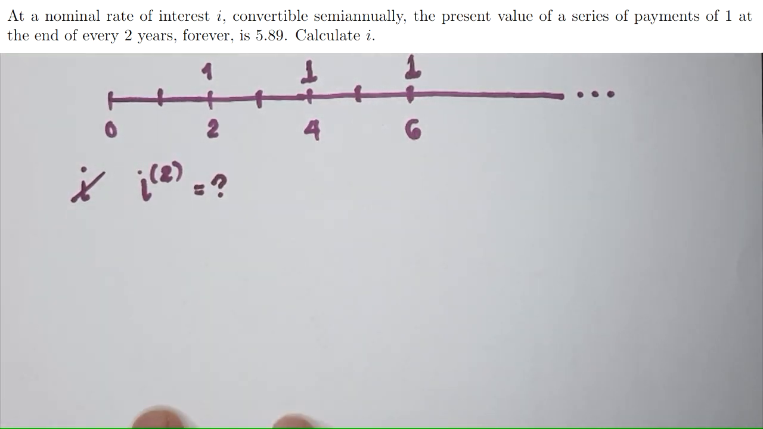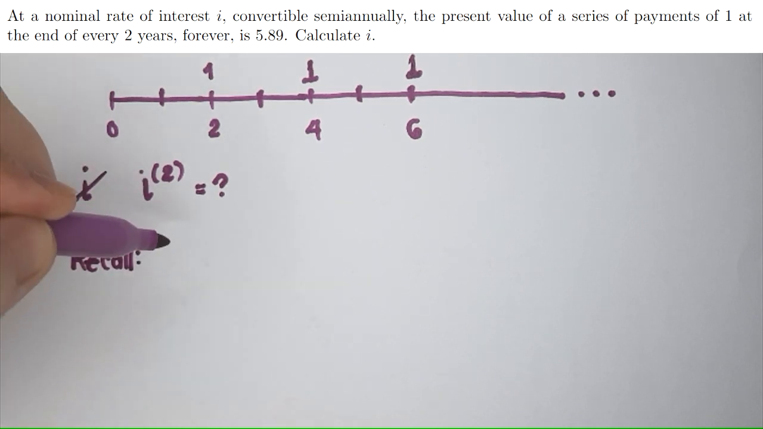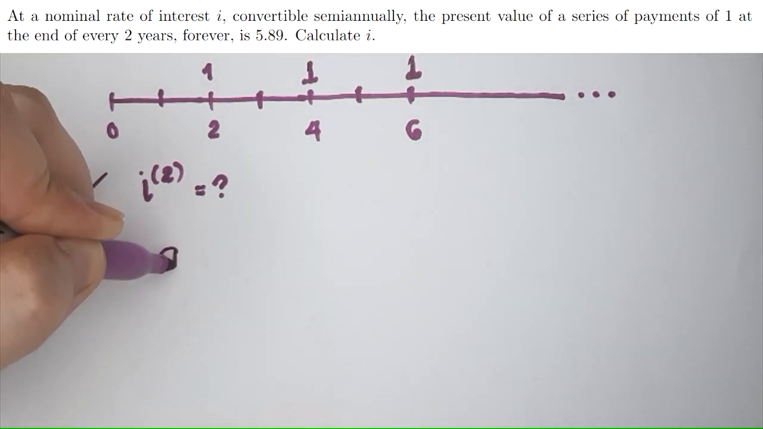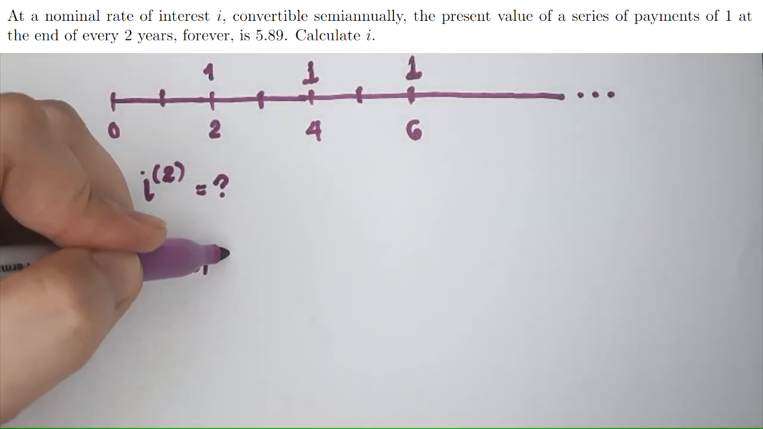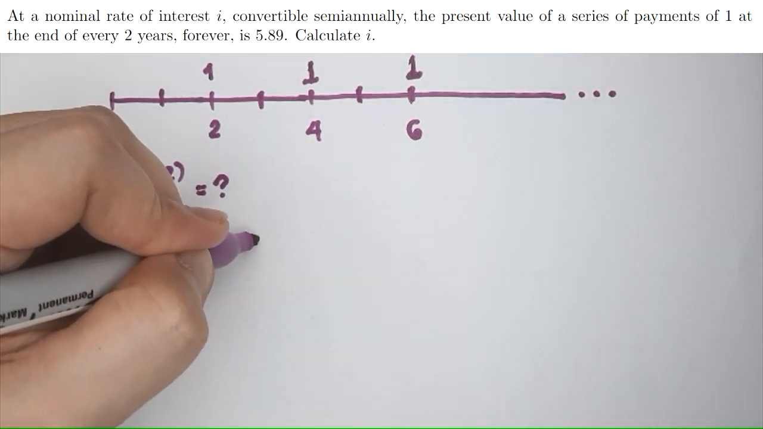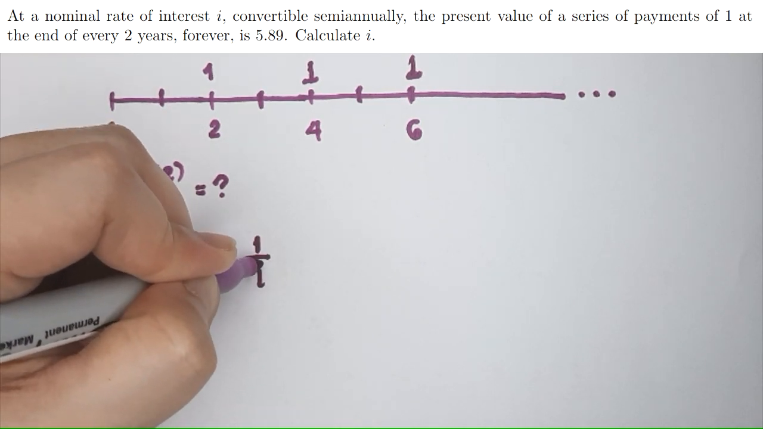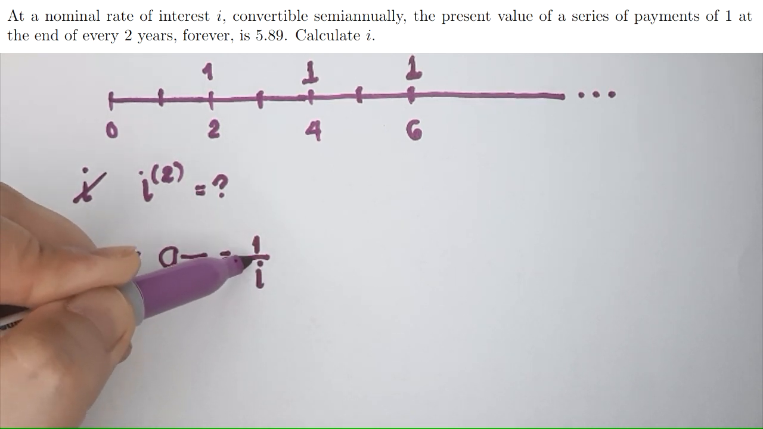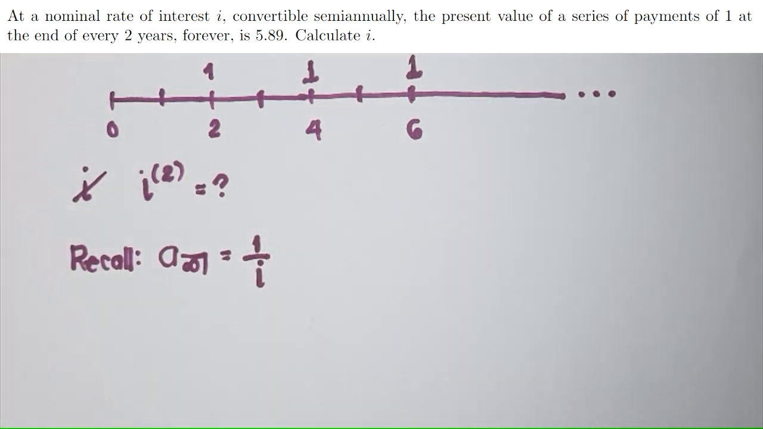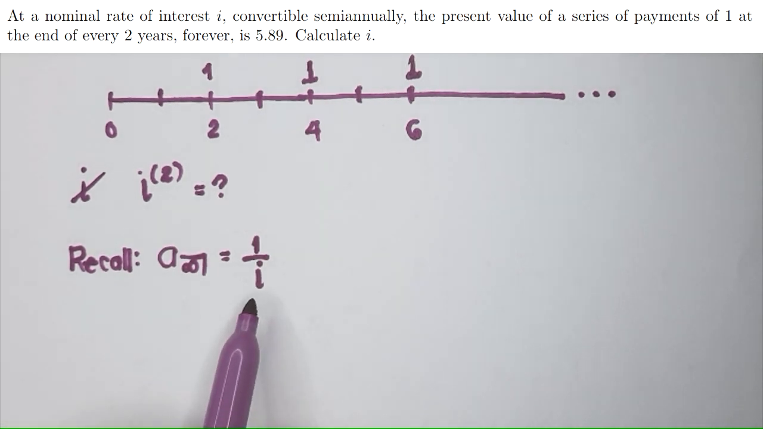Now, I want you to recall how to get the present value of a perpetuity immediate. What is the present value of a perpetuity immediate? Isn't that our notation? It is simply 1 over i. What is this i? This is the effective rate of interest per period.